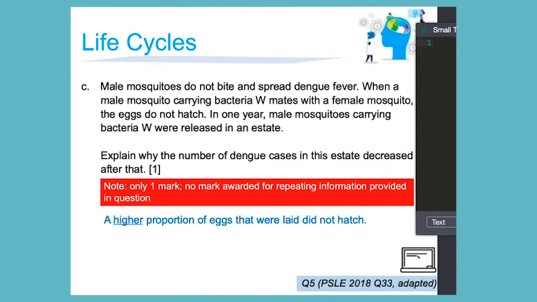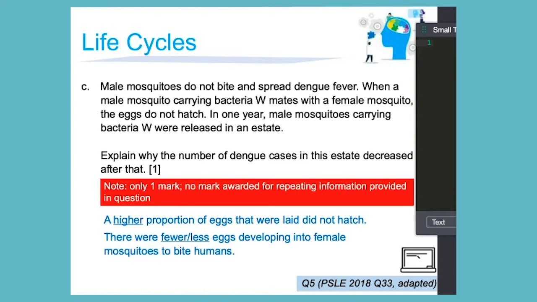Basically, I will have more eggs that will not hatch. So I will still have female mosquitoes in my estate. But when these female mosquitoes mate with the male mosquitoes carrying bacteria W, what happens is that the eggs that were going to be laid by the female mosquitoes will not hatch. That means I will have a smaller population of female mosquitoes in the end that will bite humans. Hence, the number of dengue cases will decrease.